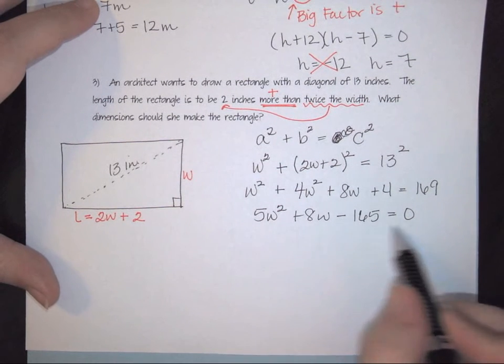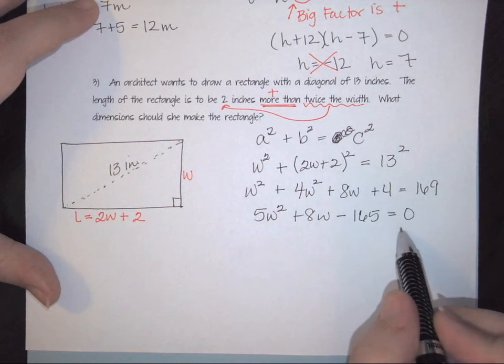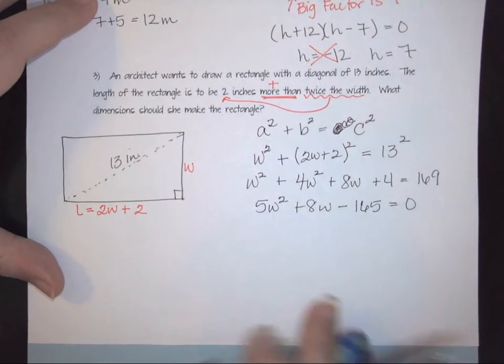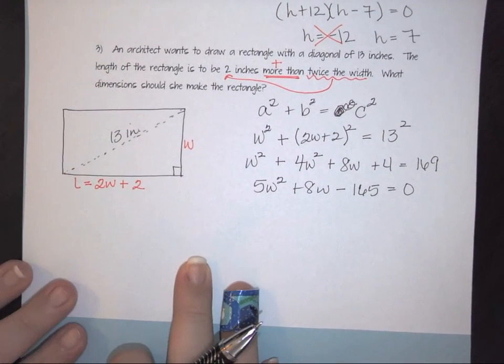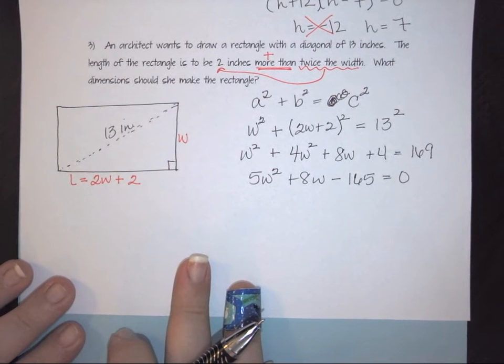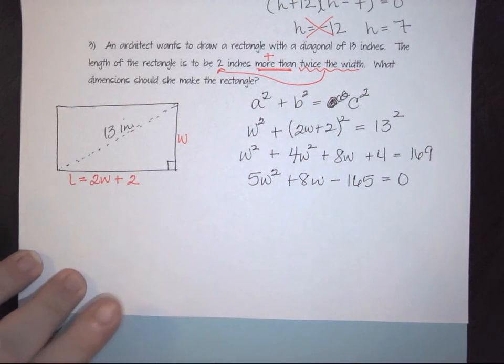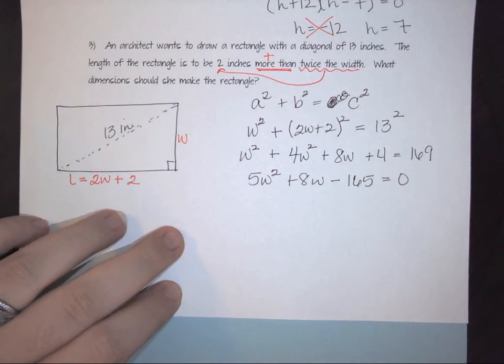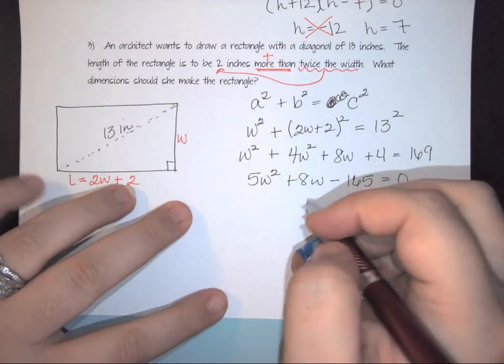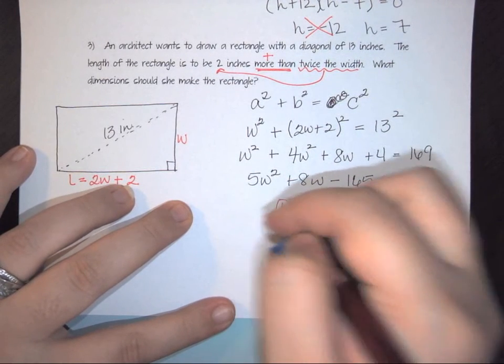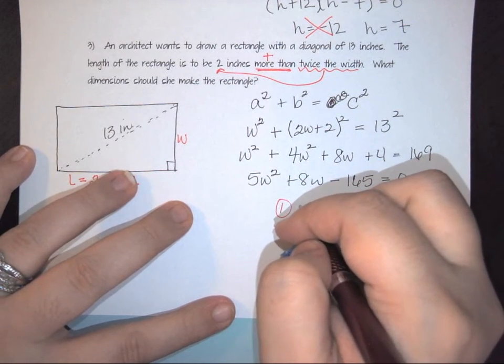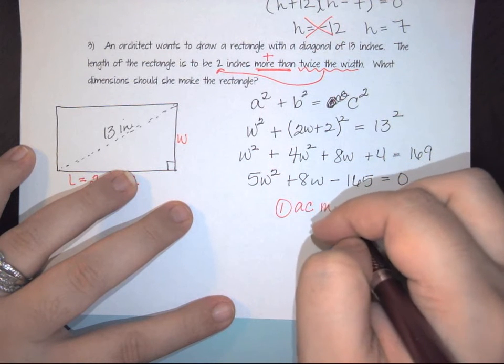There is nothing that I can do in order to reduce that down, so the only thing that I am left with doing is solving. So there are a couple different ways that you can solve this, and this is all personal preference. The first thing that you can do is you can use your AC method.